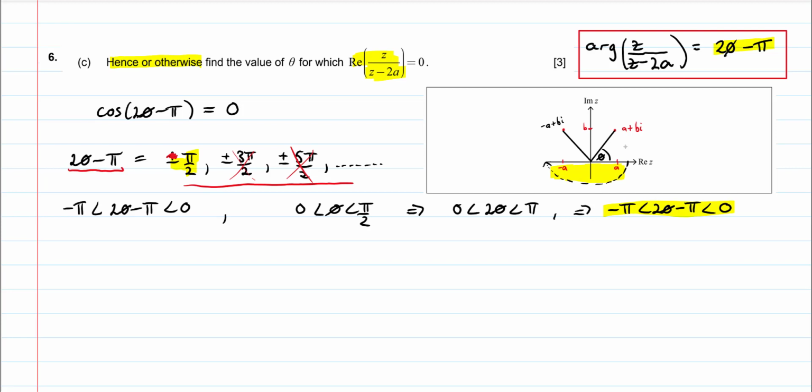So now we can write out our equation. 2 theta minus pi is equal to negative pi over 2. Then add pi to both sides to get 2 theta is equal to pi over 2. And therefore theta is equal to pi over 4. And that is question 6c.